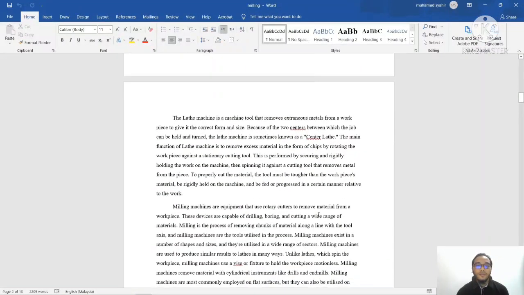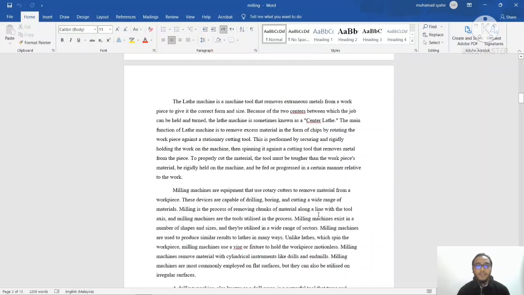Okay, moving on to the lathe machine. The lathe machine is a machine tool that removes extraneous metal from a workpiece to give it the correct form and size. Because of the two centers between which the job can be held and turned, the lathe machine is sometimes known as a center lathe. The main function of the lathe machine is to remove excess material in the form of chips by rotating the workpiece against a stationary cutting tool.